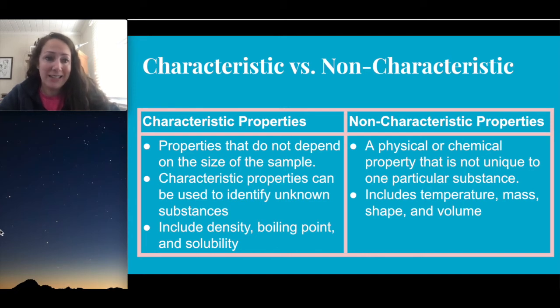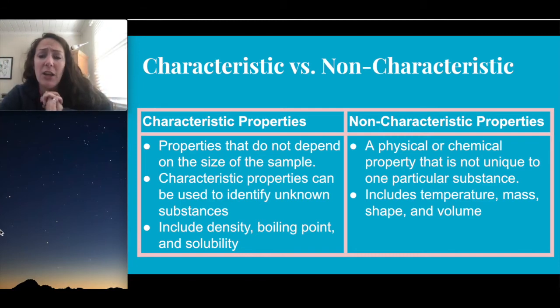So this means that it doesn't matter how much of a sample of water you have. One teeny drop of water is going to boil at 212 degrees, just like a whole big pot of water is going to boil at 212 degrees, okay? So if I have an unknown liquid, I can boil it and see at which point it boils, and then that temperature tells me what liquid it is, okay? Because it's very characteristic of water. It's a property that is just very unique to water.